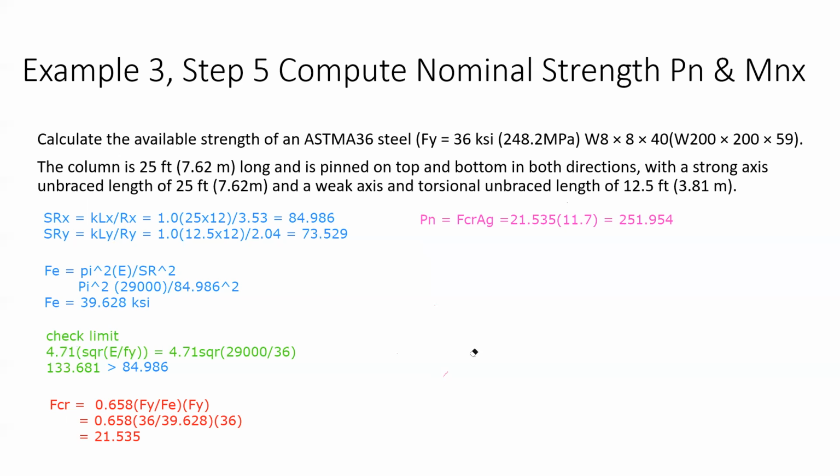So for LRFD, this is equal to phi times Pn, wherein phi is equal to 0.9 times the Pn we solved earlier, that is 251.954. So that is 226.759 kips.